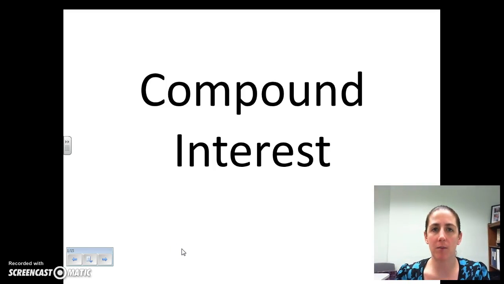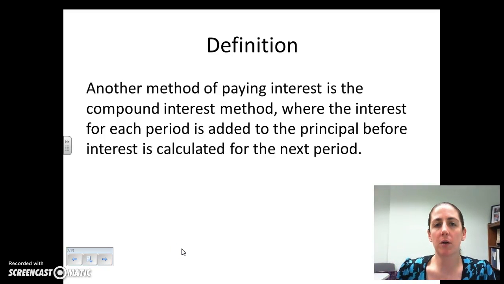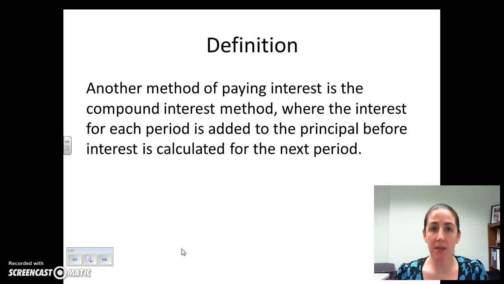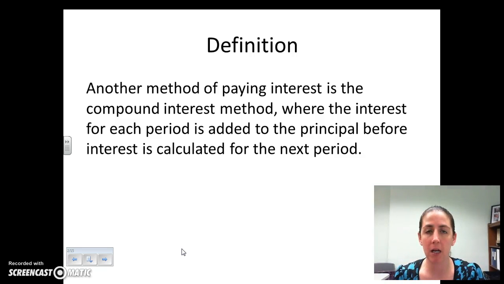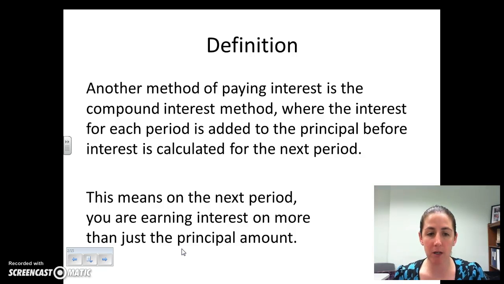Today we're going to talk about compounding interest. So we'll start with our definition. Another method of paying interest is the compounding interest method, where interest for each period is added to the principal before interest is calculated again for the next period. So in other words, on the next period, you're earning interest on more than just the principal amount.